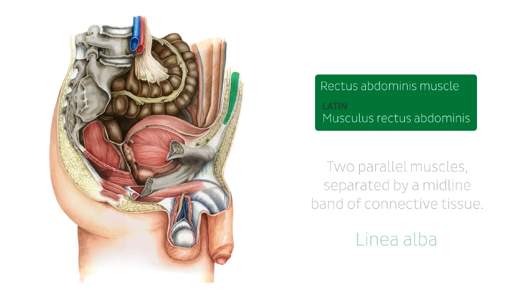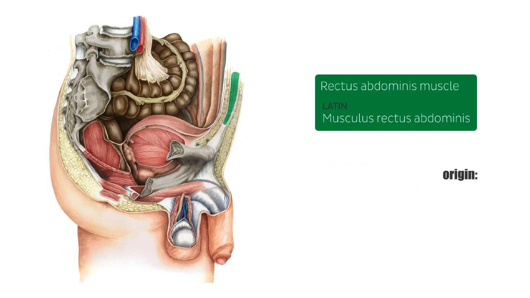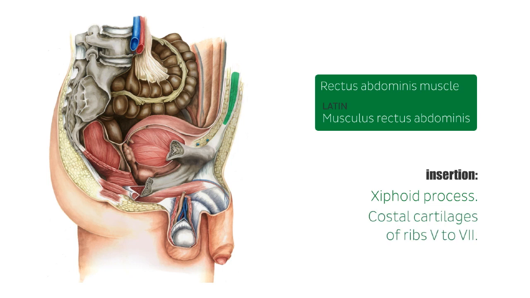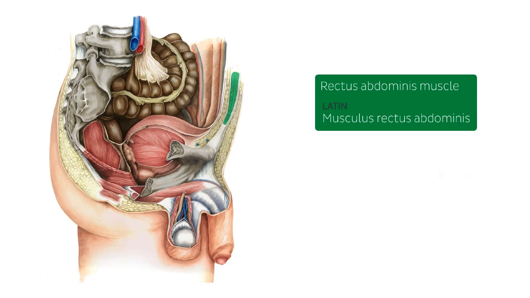In terms of the origin points for the rectus abdominis, we're going to see that this muscle originates from the pubic symphysis, the pubic crest, and also the pubic tubercle. This muscle then goes and inserts all the way to the xiphoid process and the costal cartilages of the 5th to 7th ribs. The rectus abdominis is then innervated by the thoracoabdominal nerves.